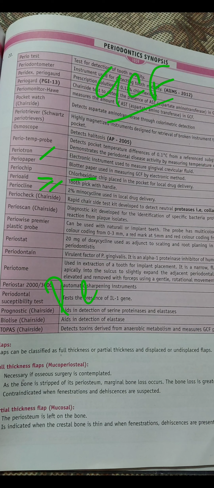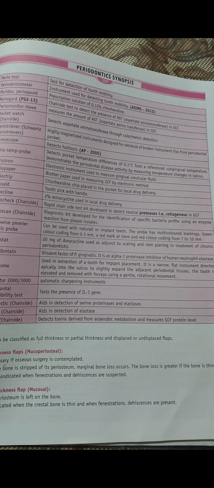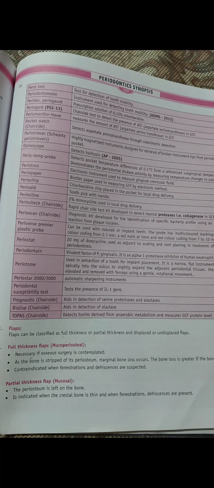Next, talking about Perio Check. Perio Check is also a chair side procedure, a rapid chair side test kit developed to detect neutral proteases. Need to find out neutral proteases, collagenases in GCF. You will just have Perio Check.